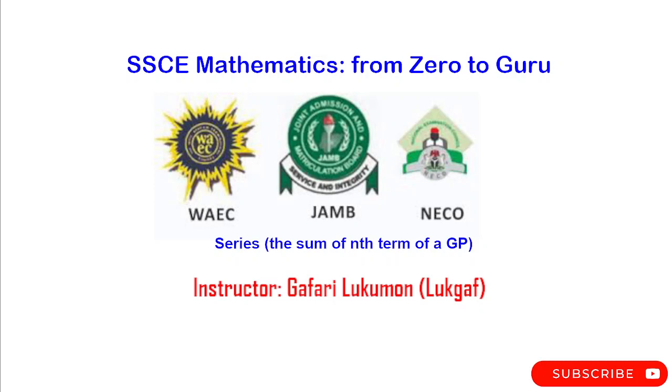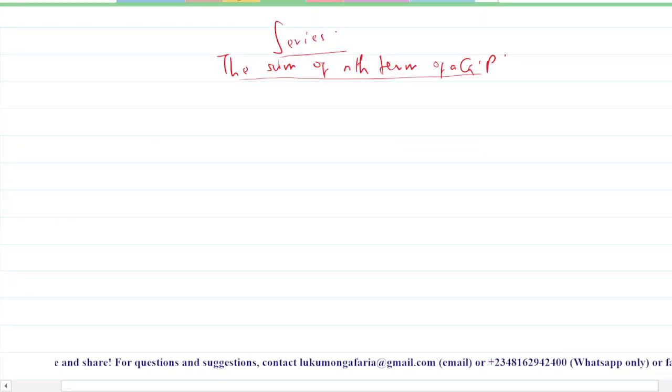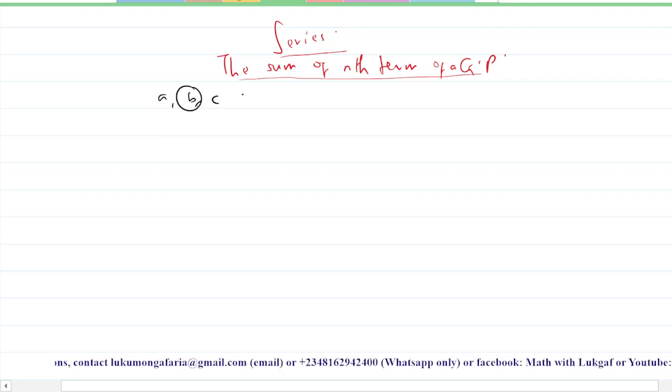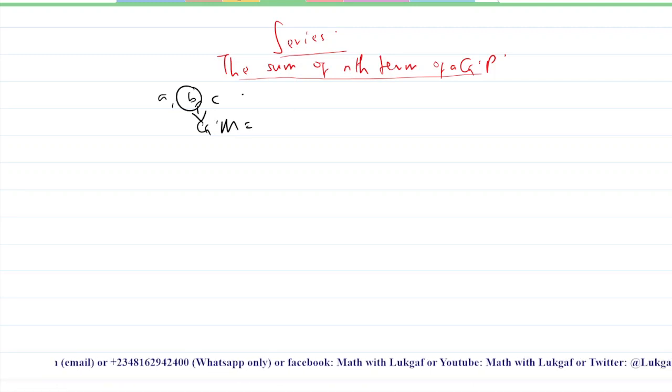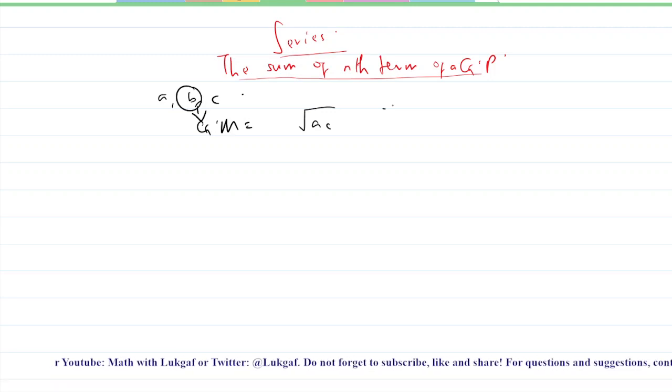Let's say I have A, B, C as 3 consecutive terms. Then I said B is your geometric mean, which is defined as the square root of the product of A and C. So if that is clear, today we are going to cover a series, that is the sum of n terms of a GP.